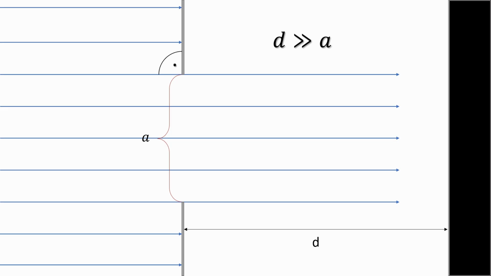Let's focus on a small opening where the distance from the opening to the screen is significantly greater than the size of the opening itself. In this scenario, we can assume that all rays emanating from the opening and reaching the screen are parallel. Light rays that are perpendicular to the barrier pass without changing their path. Constructive interference between these rays creates a central peak on the screen.